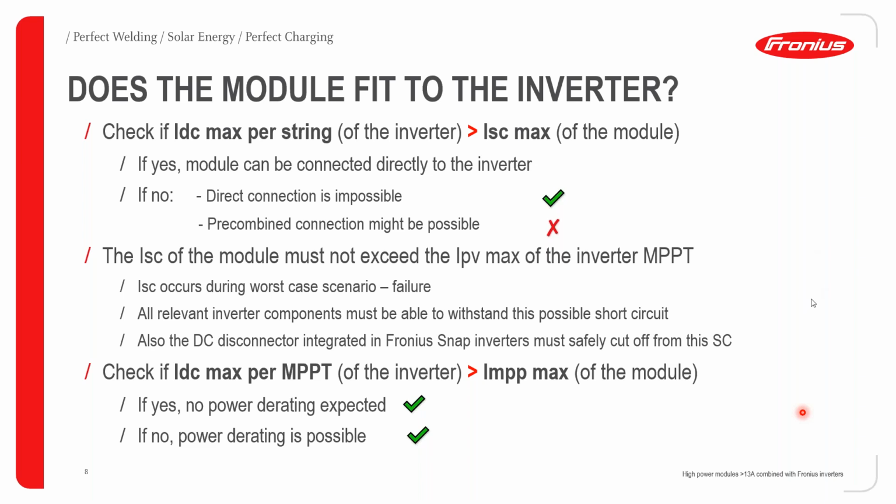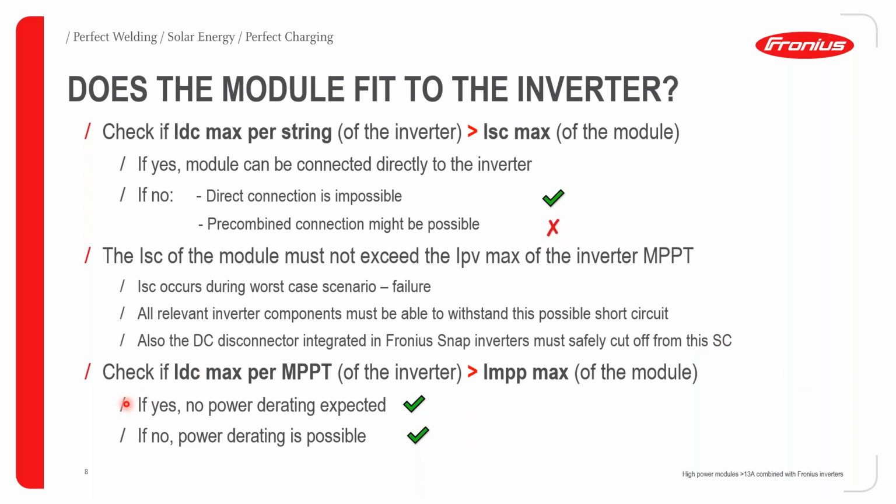And when this short circuit happens, all relevant inverter components must be able to withstand this possible failure or defect. In addition to that, the DC disconnector that is, for example, integrated in the Fronius Snap inverter must be able to safely cut off this short circuit without the DC disconnector itself failing.